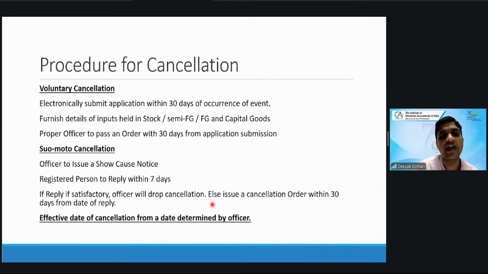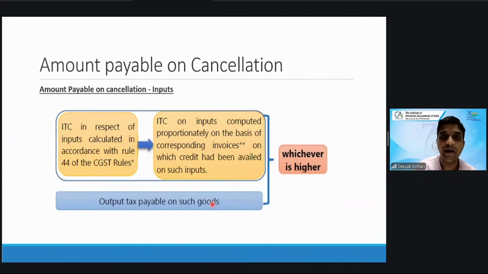Fine. So at the time of cancellation, what you have to pay, in case of your inputs, whatever is your ITC available on that, that is ITC on inputs computed proportionately. Whatever input tax credit you have taken, you have to calculate proportionately, or the output tax payable on those goods. Whichever is higher is what you'll pay.